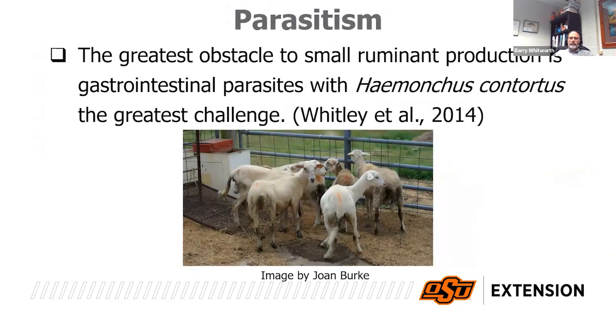I think if you're a sheep and goat producer, you're very well aware that gastrointestinal parasites are our biggest enemy, and Haemonchus contortus, or the barber worm, is definitely our number one enemy out of all of those.